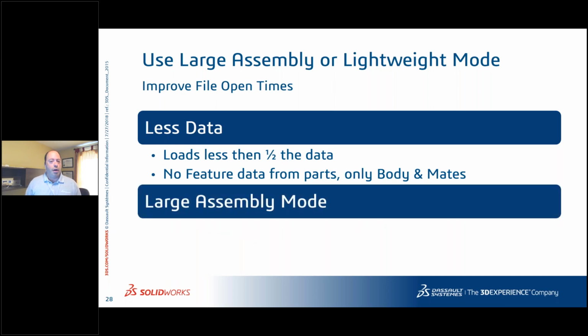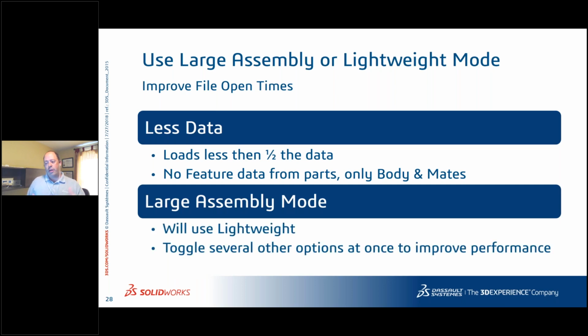The other thing is the large assembly mode. Now, the large assembly mode will use lightweight. If you look at the default options and you didn't change any of them, large assembly mode will leverage lightweight, but it will also toggle a few different settings on top of using lightweight. So display settings, rebuild settings, and things like that. So large assembly mode goes a little bit further than lightweight, as it is using lightweight but doing a couple of other tweaks in the background to give you better performance as well.